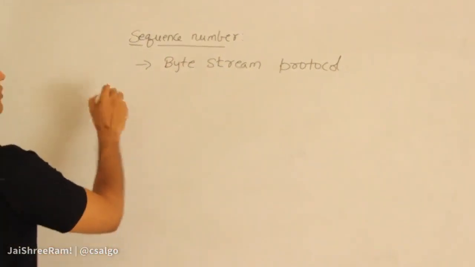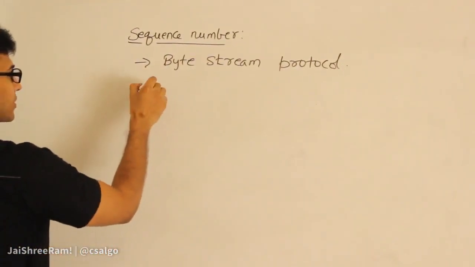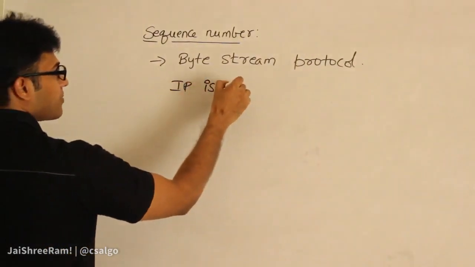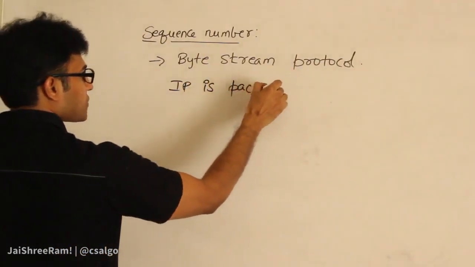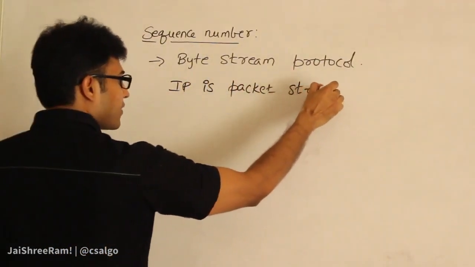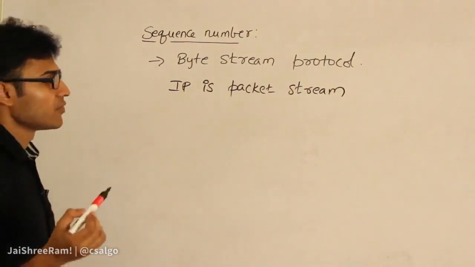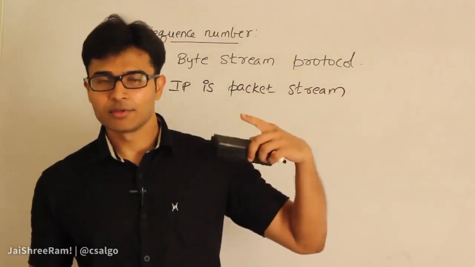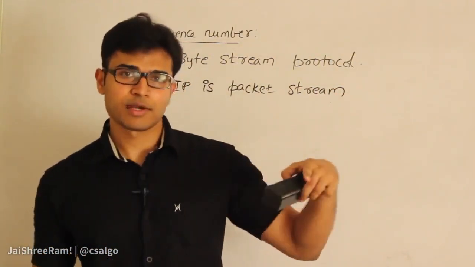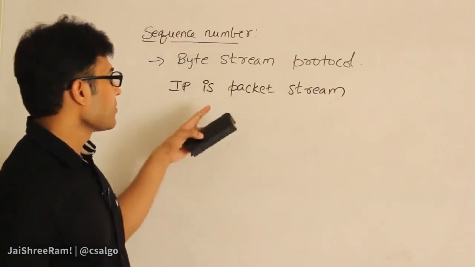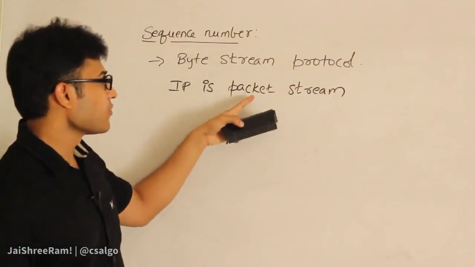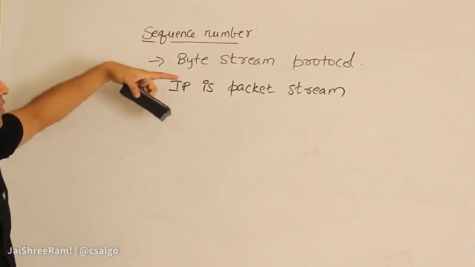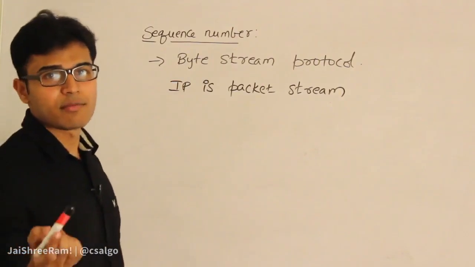And what is the difference between byte stream and packet stream? At the network layer, IP is a packet stream. Packet stream means every packet is counted. If you remember, in IP there is a number called the identification number. That second row, the first part is the identification number, right? So in that IP header, the identification number is used to count every packet number. But here in TCP, every byte is counted, and the sequence number is nothing but the byte number.